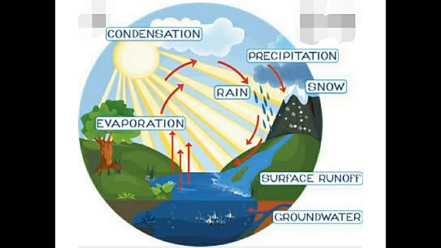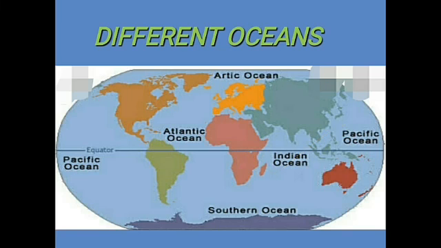Evaporation of the water, then condensation, then precipitation, then water comes to the earth in the form of rain, then again evaporation, and in this manner the water cycle keeps going. That is why it is called the water cycle. Now let's talk about the different oceans.